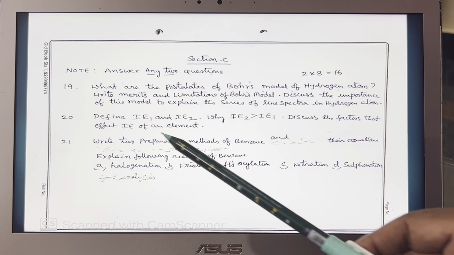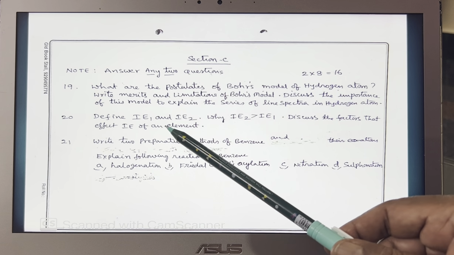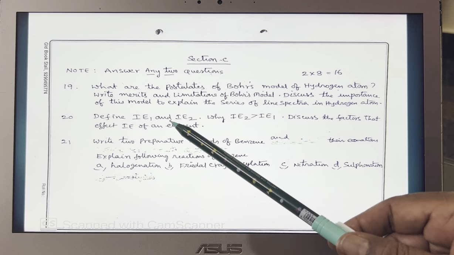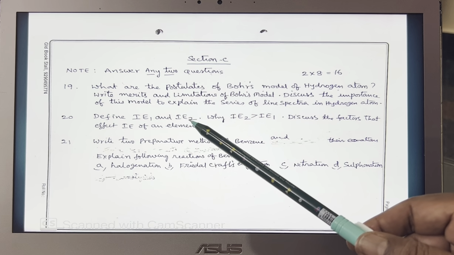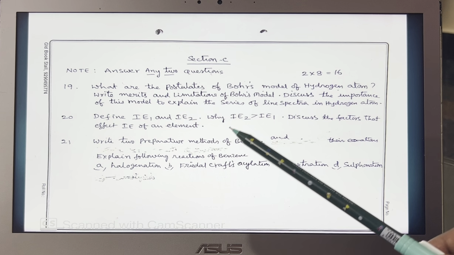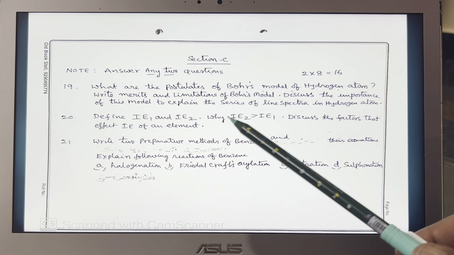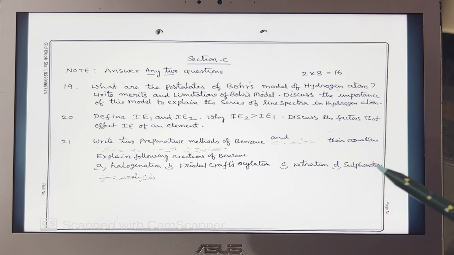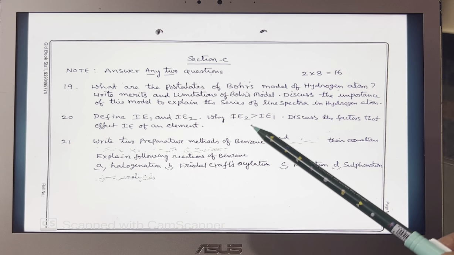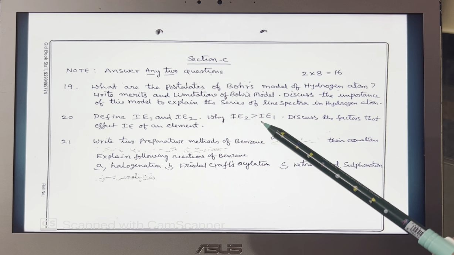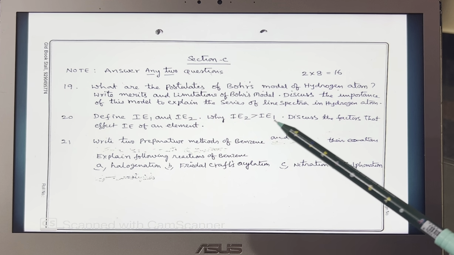Next one is define IE1 ionization enthalpy 1 and IE2 ionization enthalpy 2. You have to write the 2 definitions. Afterwards, why IE2 is greater than IE1. Removal of second electron is difficult than the first, requires more energy than the first electron removal.